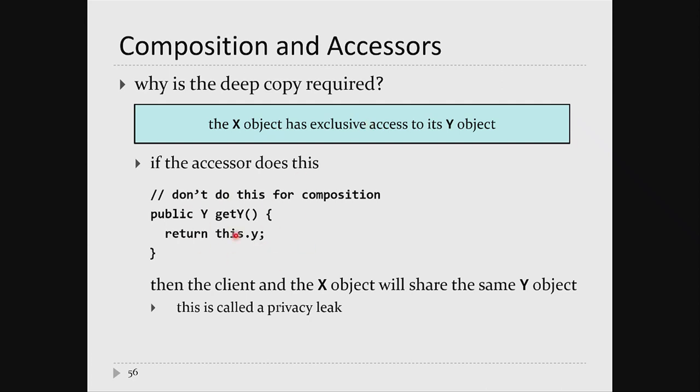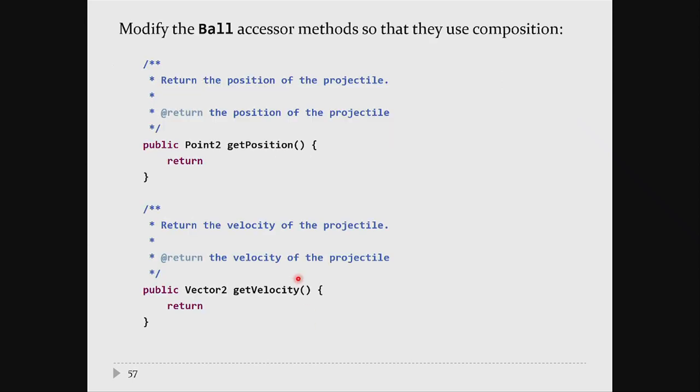When you do something like that, whoever calls get y now has a reference to the internal y object. They can change the internal y object however they want, and when they change it, your object also sees that change. So again, another privacy leak. Here, for get position, you can't just return this position. For get velocity, you can't return this velocity.